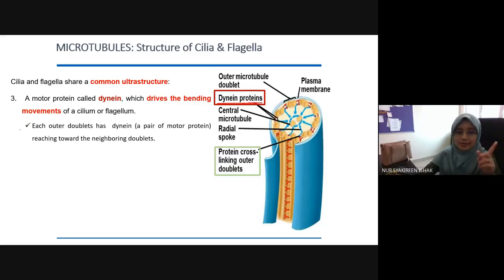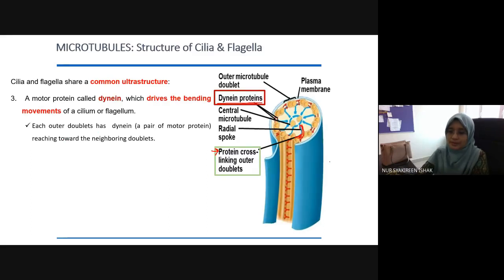And then another one, ada lagi satu sebenarnya, for cilia and flagella they have the blue structure here. These two blue structures are the radial spoke, that attach the outer doublets with the inner doublet. And also this blue structure here, which we call protein cross-linking outer doublets. So kita ada structure lagi satu kat sini, radial spoke and also protein cross-linking outer doublets. So these are the common structures shared by cilia and flagella.